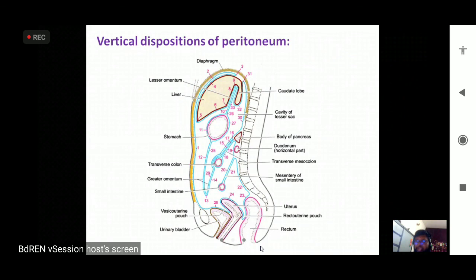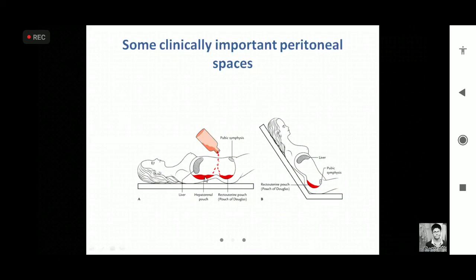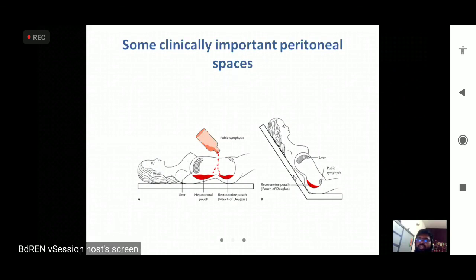Similarly, Morrison's pouch is the hepatorenal pouch, which I showed you when I told you about the liver. There's a space between the liver and the kidney, because you know the visceral surface of the liver is related to the right kidney. So there is a space, also the subhepatic recess, and then there is also chance of collection of fluid. So these spaces should be kept in mind.